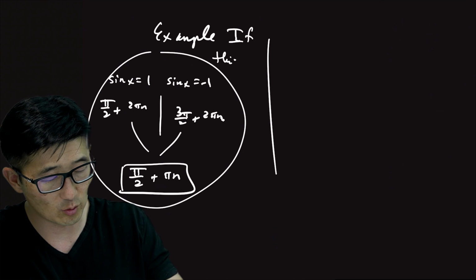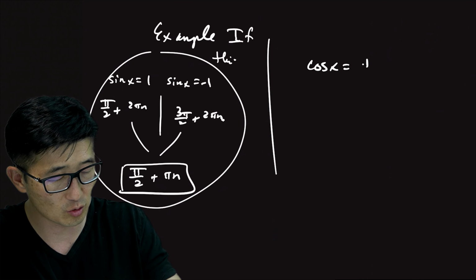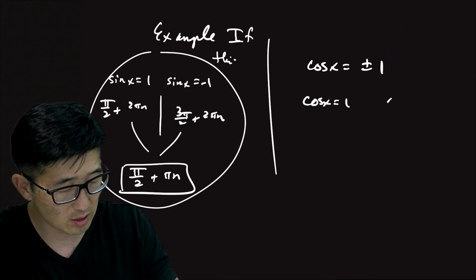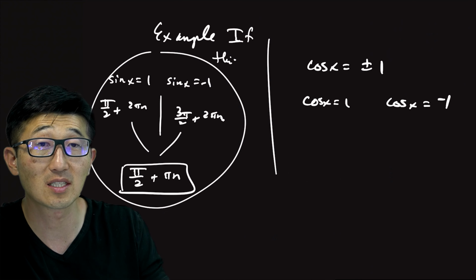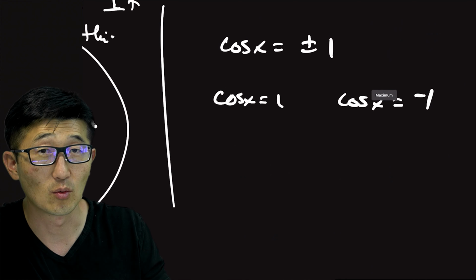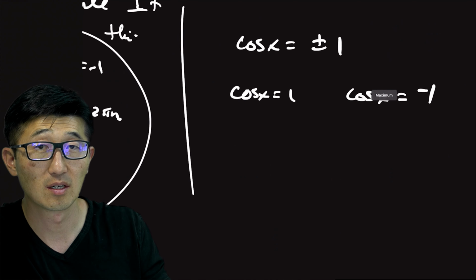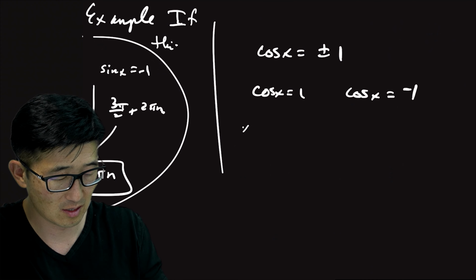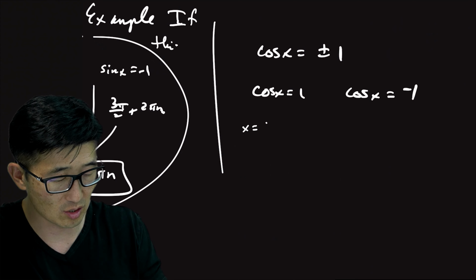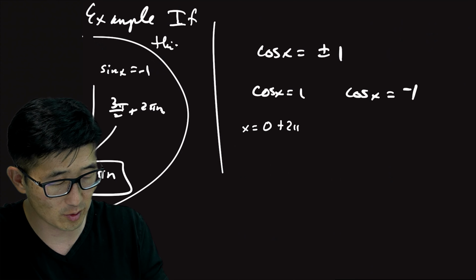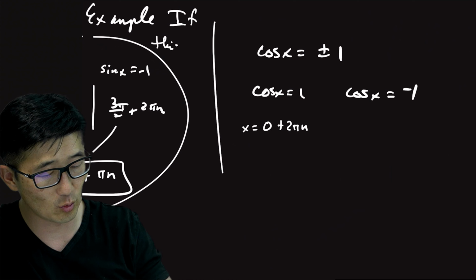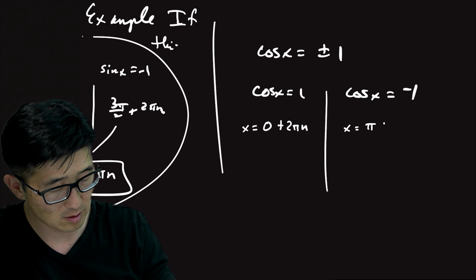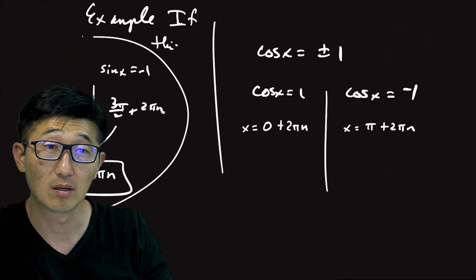Here's another example. If it was cosine of x equals plus or minus 1, then for cosine of x equals 1, when is the cosine value 1? It's positive 1 at 0. Yeah, so I'll put 0 plus 2 pi n. When is it -1? It's not 2 pi. It's pi. Yeah, not 2 pi.